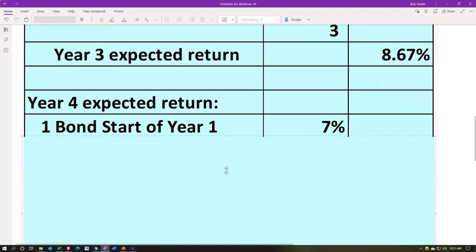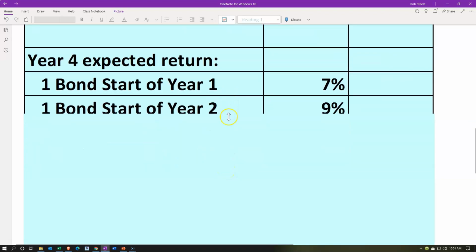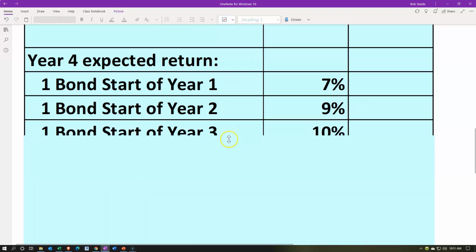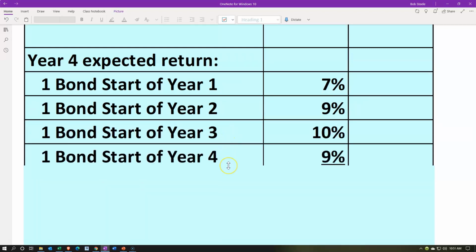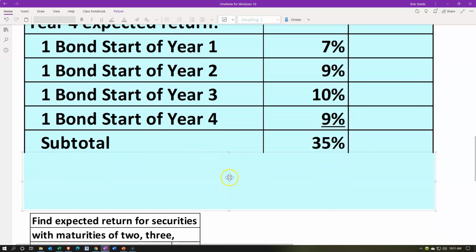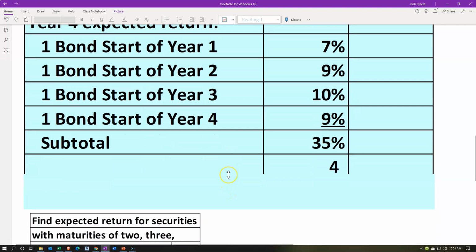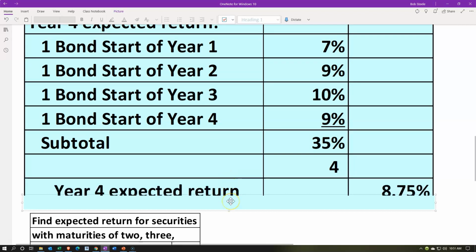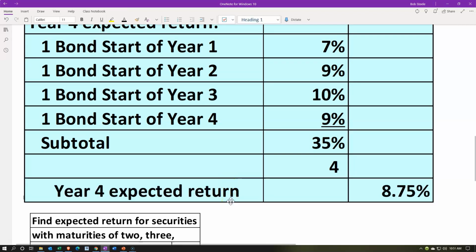So then we have year 4, where we've got the year 1 bond at 7%, the year 2 bond at 9%, the year 3 bond at 10%, and the year 4 bond at 9%. We then have the total of those being 35%. If we divide it by the number that we have there, which is 4, we get the year 4 expected return of 8.75.